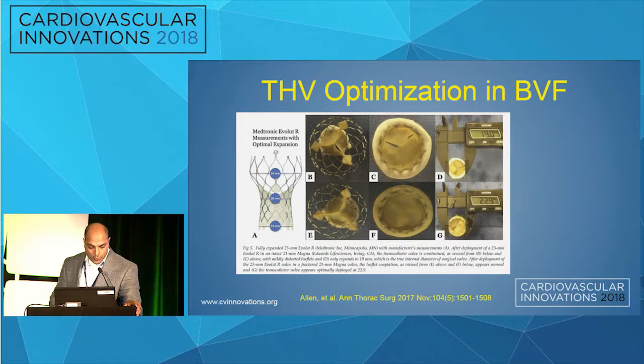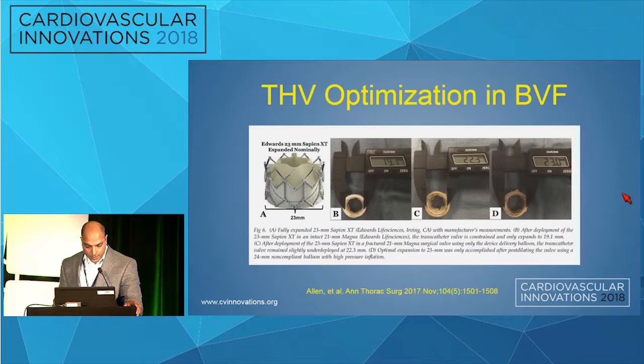So just a couple more things real quick. We did this on the bench. If you fracture a 21 millimeter Magna valve and then you put a 23 Evolut in, it expands pretty well. You get a diameter of 22.9. This would be the correlative, doing BVF first, then TAVR.